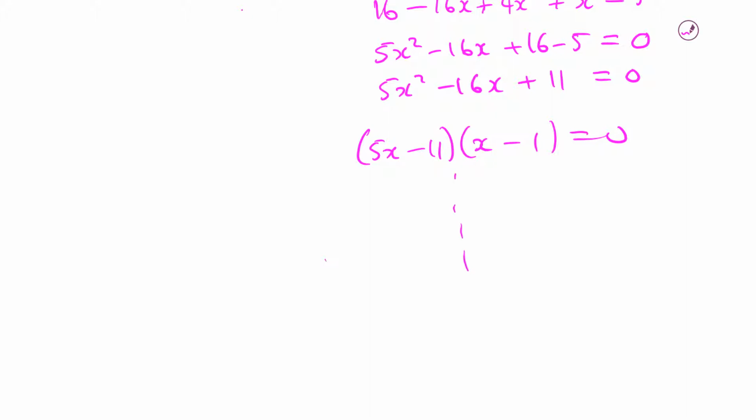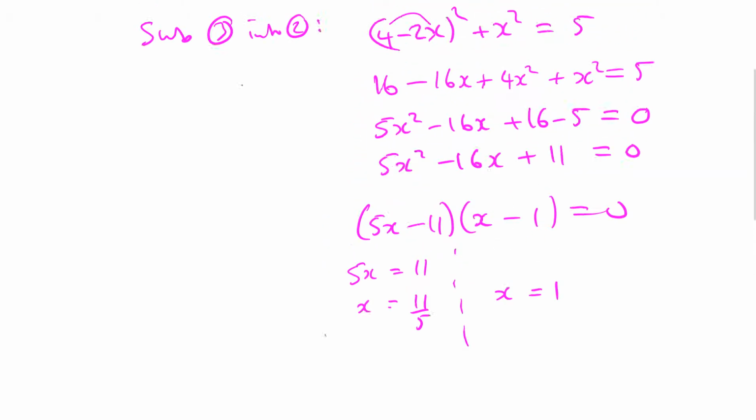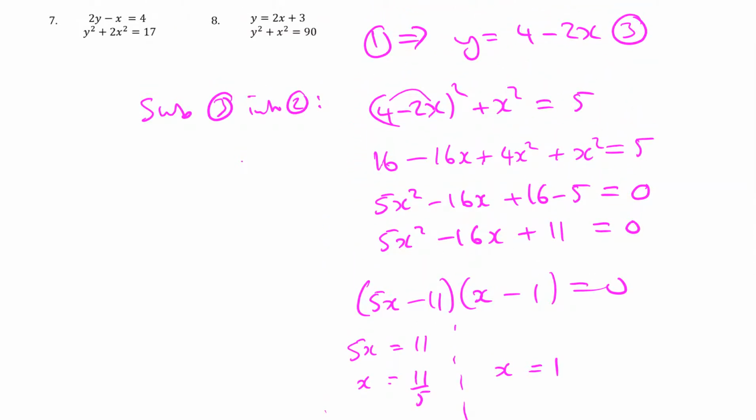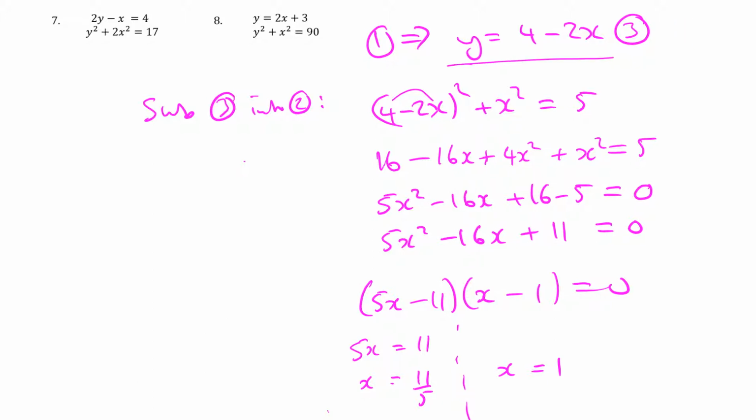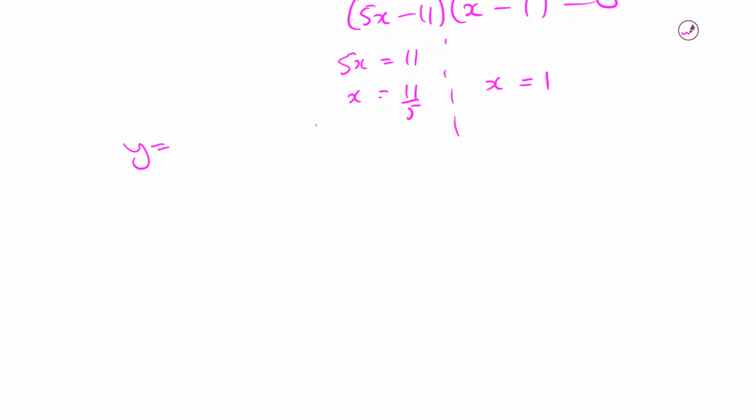So we've got 5x minus 11 equals 0, skipping a step, and then x equals 11 over 5. And this one is x equals 1. And then we've got to remember our equation 3 as usual: y equals 4 minus 2x. Let's just write that down. y equals 4 minus 2x.